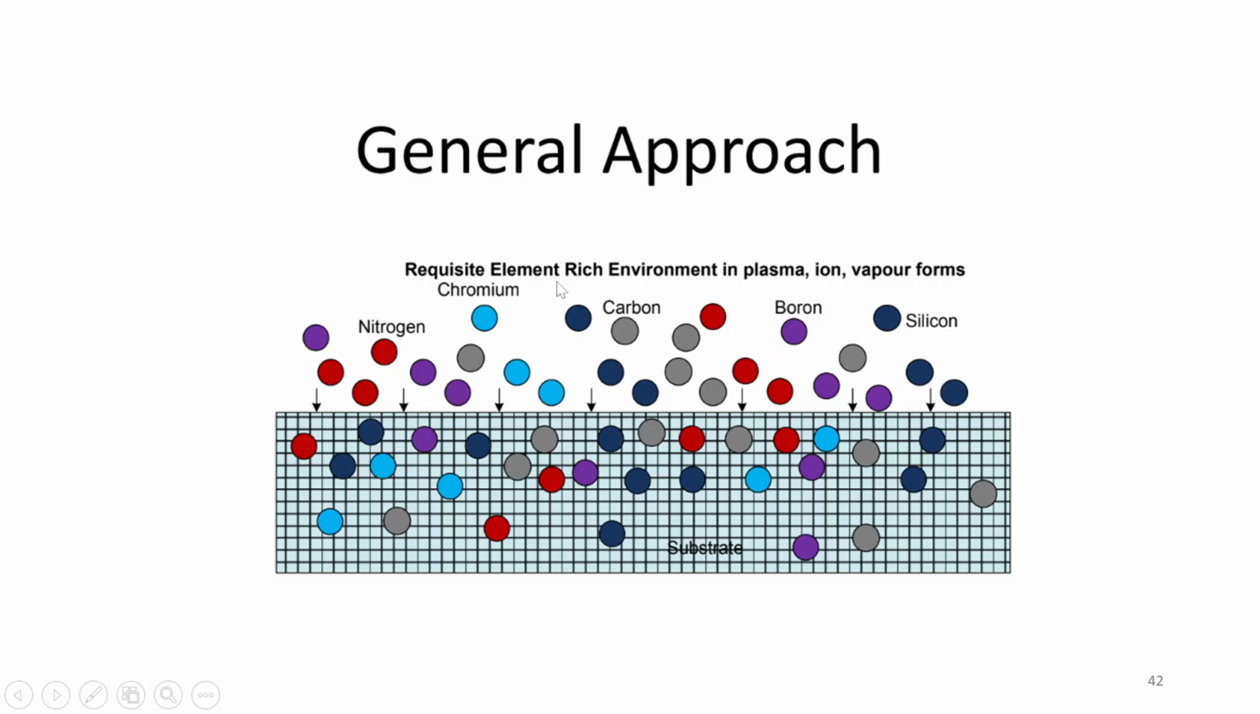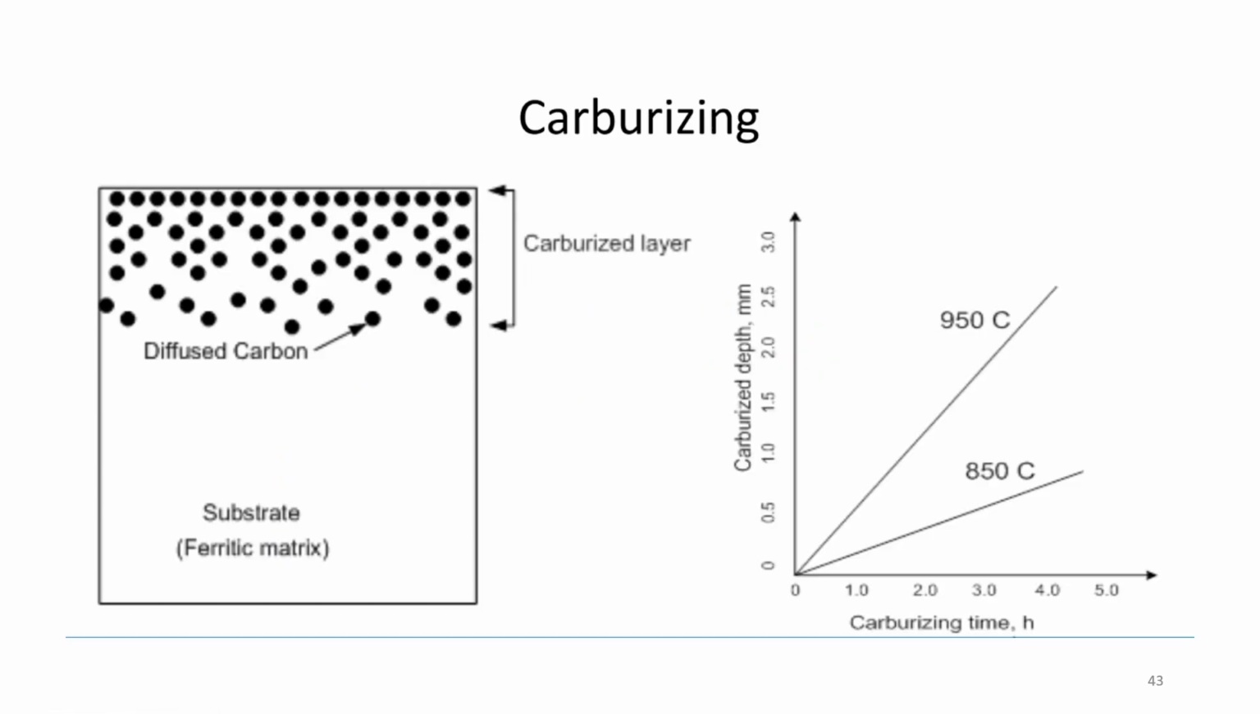And this is the approach for these various diffusion based processes. Here you have a rich environment of nitrogen, chromium, carbon, boron and silicon. So this will diffuse into the surface area, and the concentration will keep on decreasing as you move far away from the surface. In carburizing you can see this is the carburized layer and you have a ferritic matrix. The matrix will be tough in nature, while the carburized layer will provide very high hardness, wear resistance and corrosion resistance.